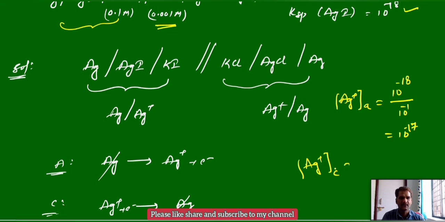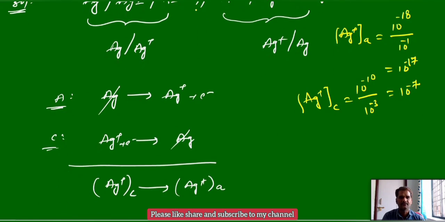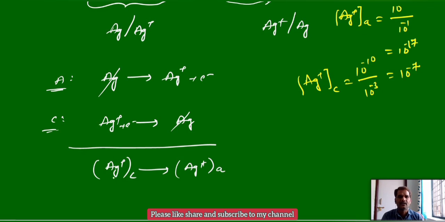Similarly calculate the Ag plus concentration for the cathode. At the cathode we have potassium chloride. So AgCl and potassium chloride. AgCl solubility product is 10 power minus 10. Ag plus into Cl minus is equal to 10 power minus 10. Then Ag plus concentration equals 10 power minus 10 by Cl minus concentration. What is the Cl minus concentration? It is coming from KCl, 10 power minus 3. It gives 10 power minus 7. And these are the concentration values. So now we can write Ag plus concentration for the cathode 10 power minus 7 molar and for the anode, this is 10 power minus 17.